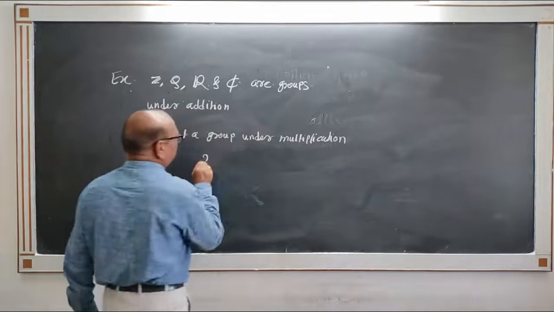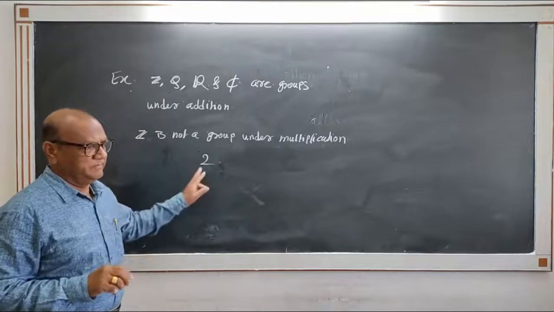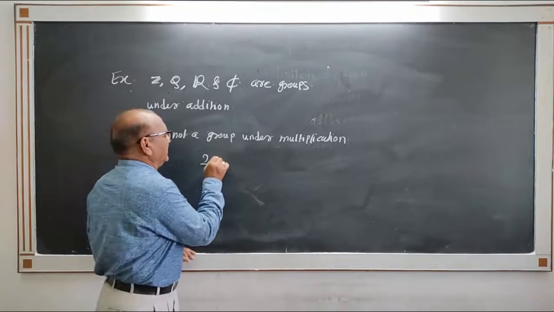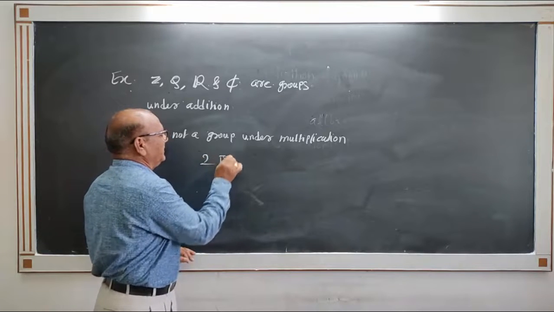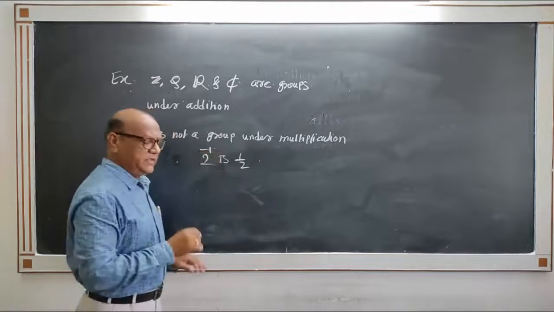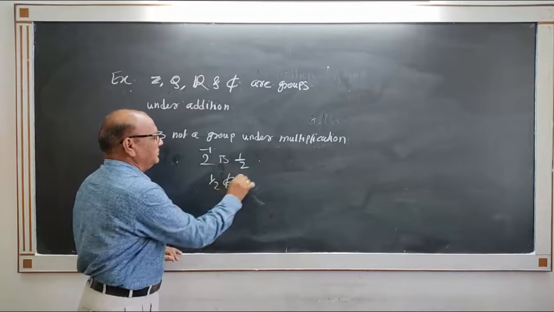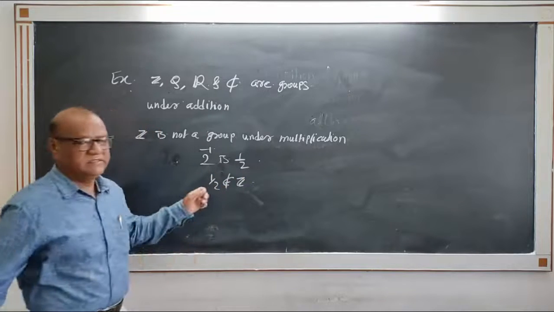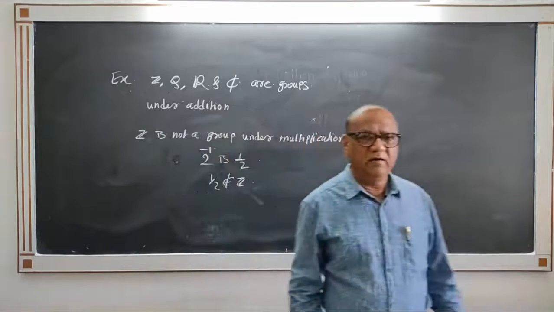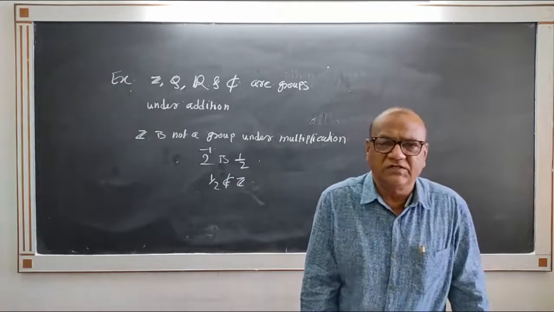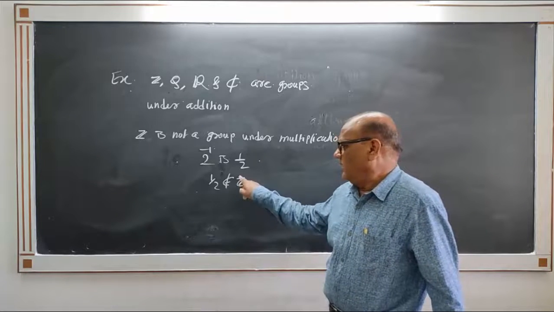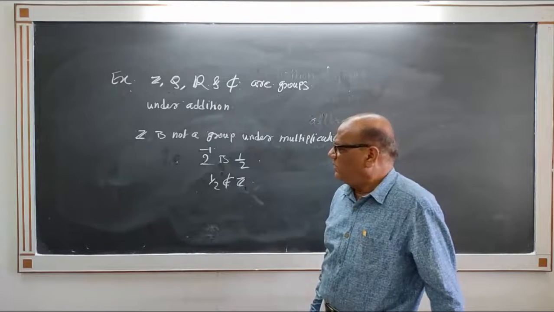That means here inverse of 2 is 1 by 2 and 1 by 2 does not belong to Z. That means inverse exists except for 1 and minus 1. So it is not a group.